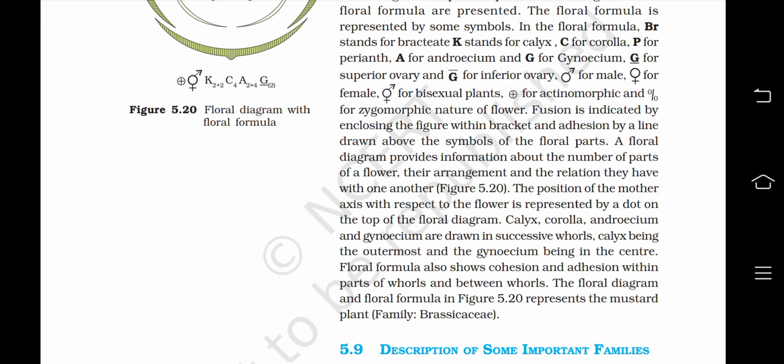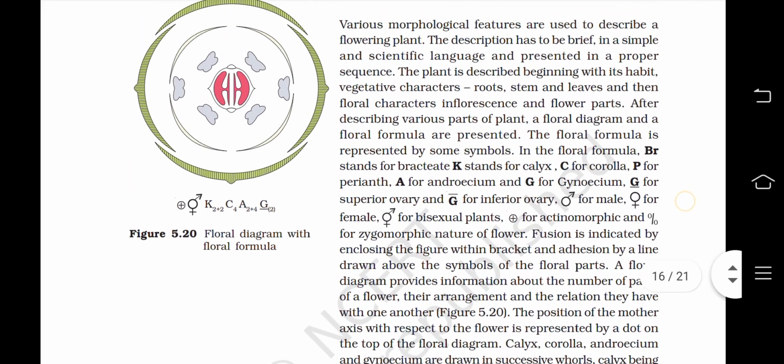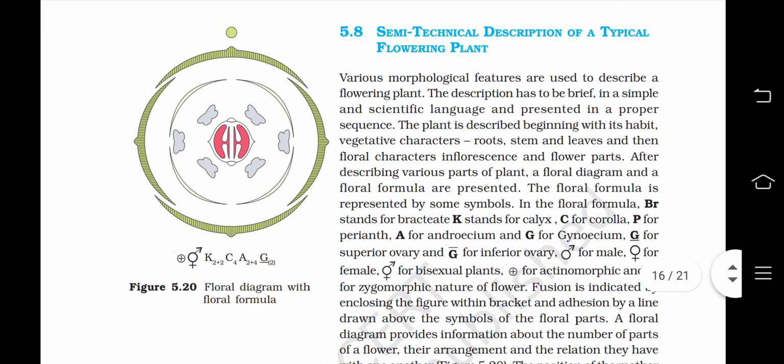Floral formula also shows cohesion and adhesion within the parts of a whorl and between whorls. The floral diagram and floral formula in Figure 5.20 represent the mustard plant, family Brassicaceae. So the floral formula and the floral diagram here represent the Brassicaceae family, or the mustard family.